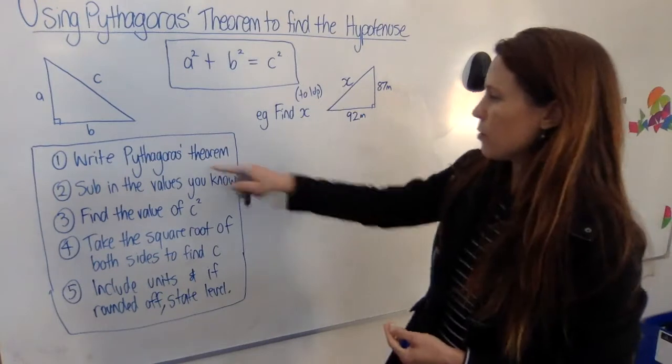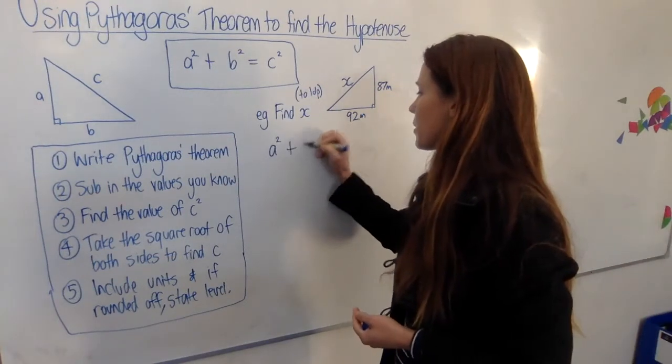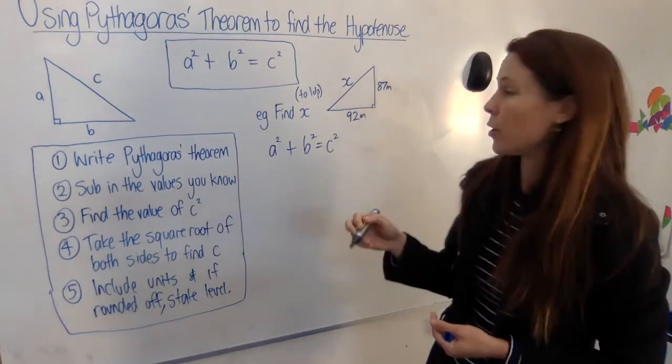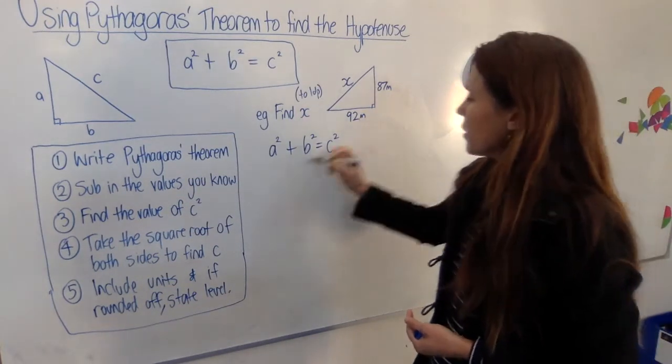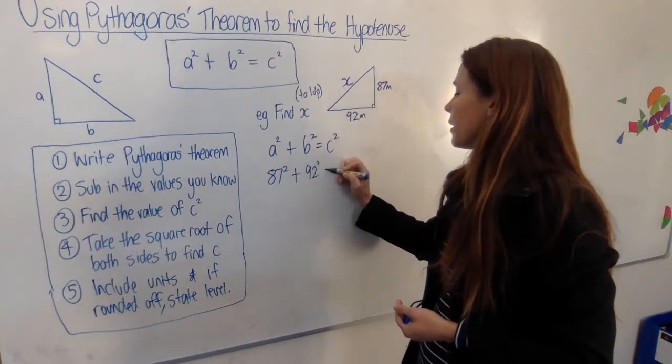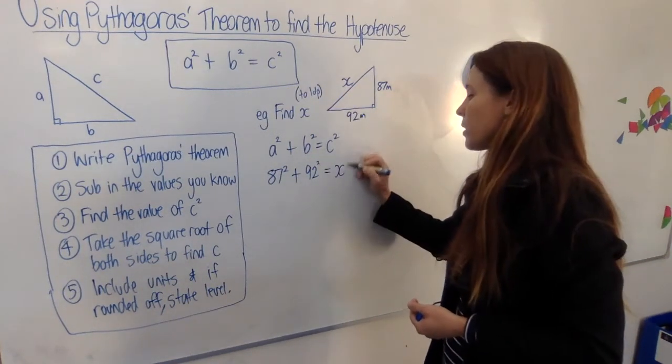All right, first thing we do, write Pythagoras' theorem. a squared plus b squared equals c squared. Next thing, sub in the values we know. These will be a and b. So we have 87 squared plus 92 squared equals x squared.